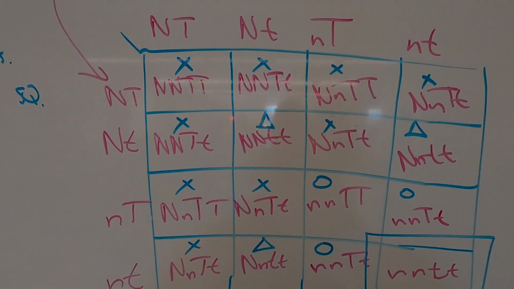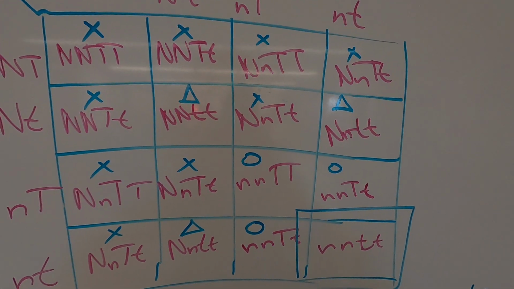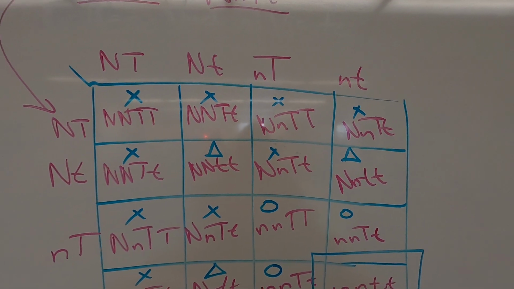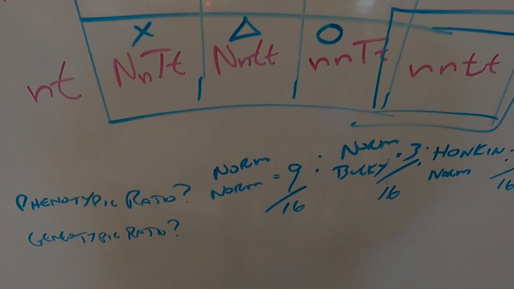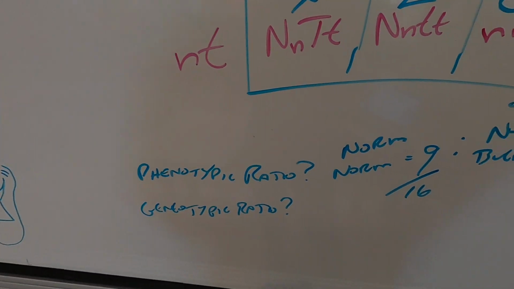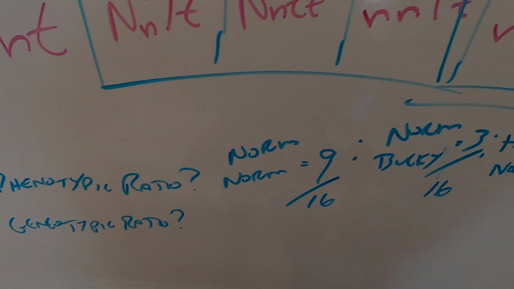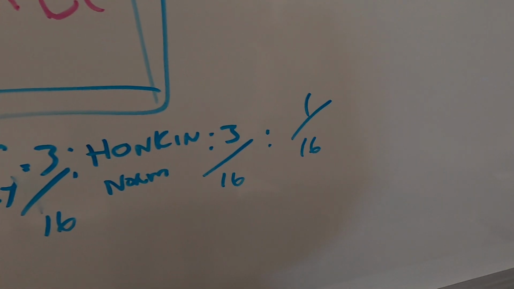So there's the Punnett square with an X over all those that ended with a capital T. And you can see I figured out the sex cells in the top. And so my phenotypic ratio, it's a 9:3:3:1 ratio.